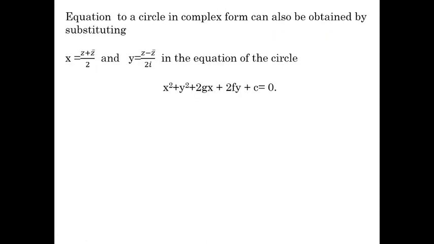And the equation of a circle in complex form can also be obtained by another form. That is, we know the equation of the circle is x square plus y square plus 2gx plus 2fy plus c is equal to 0. We have seen this equation in 10th. If we substitute x is equal to z plus z bar by 2 and y is equal to z minus z bar by 2i into this equation, we get the equation of a circle in complex form also.